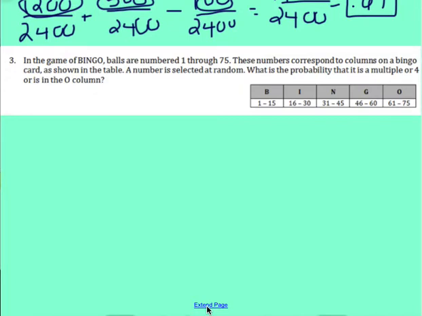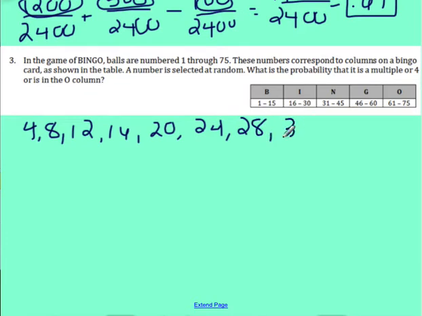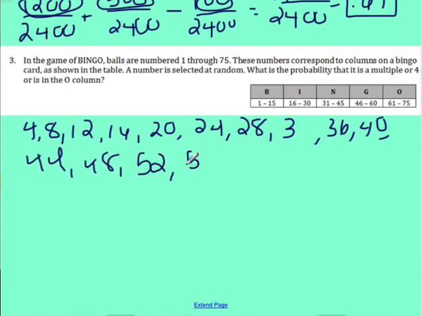First of all, I want to write out all of my multiples of 4 from 1 to 75. So I'm going to go ahead and do that. I have 4, 8, 12, 16, 20, 24, 28, 32, 36, 40, 44, 48, 52, 56, 60, 64, 68, 72, and that is it.